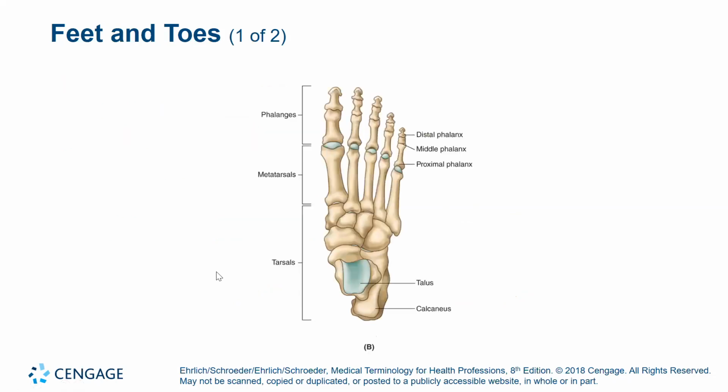Here's a superior view of the bones of the right foot. So you can see here, here's your phalanges, metatarsals, this area, tarsals, with a distal phalange, middle, proximal, talus here in the green, and the calcaneus, the heel bone.